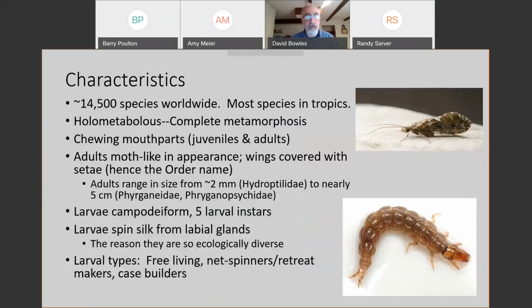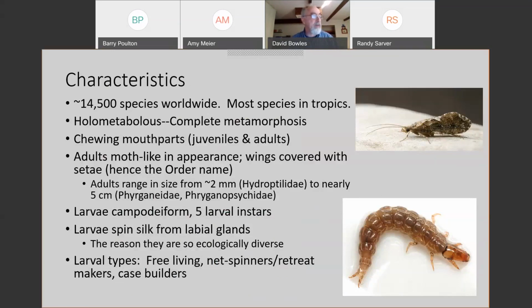What are the characteristics of the caddisflies? There are some 14,500 or so species. It grows yearly worldwide. Most of those are in the tropics, and most of those in tropical regions are in Southeast Asia. That's the center of evolution as we know it for the caddisflies.